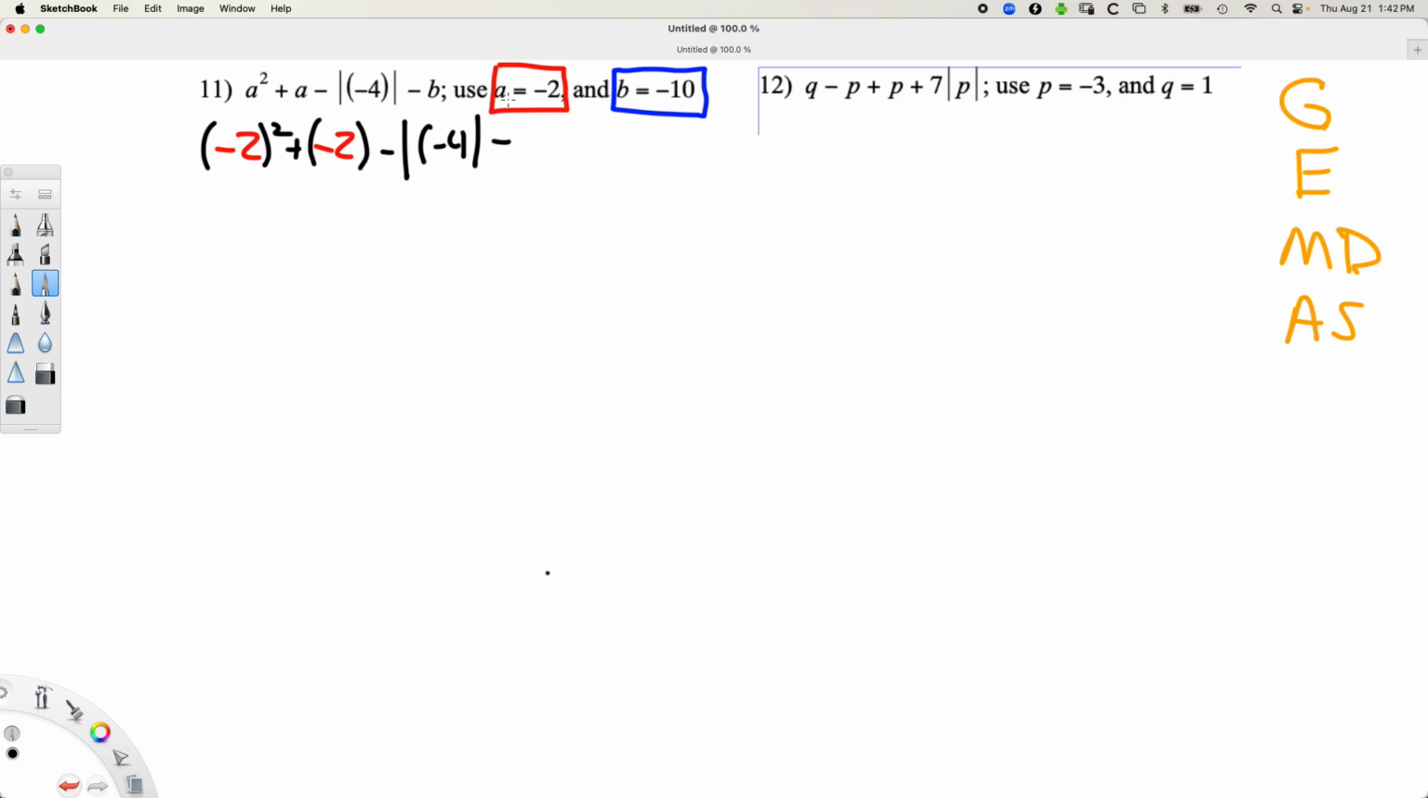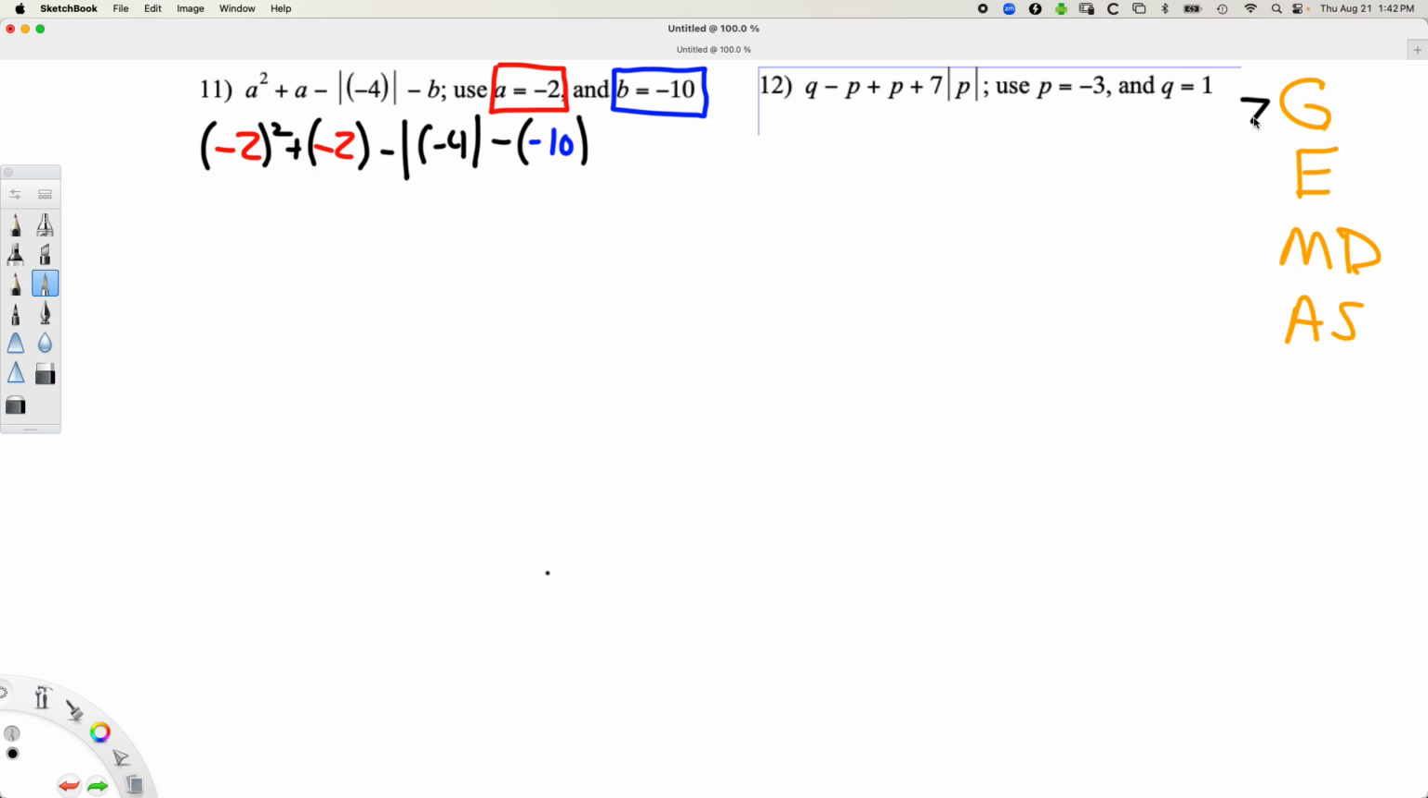minus b. And again, I'll put it in parentheses so I don't get confused. Don't want to lose a minus, so I do the minus minus. And so minus -10. So the first step is easy. I'm just writing down exactly what I have right here, just writing it down again. But every time I see an A, I'm putting in a -2. And every time I see a B, I'm putting in a -10. So now I can start using my order of operations.